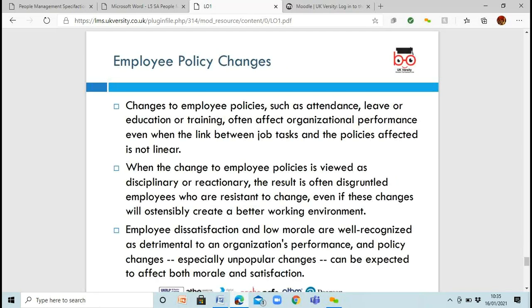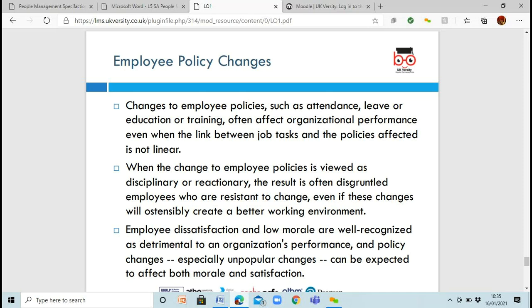Now, you've got employee policy changes as well. So this is where changes to employee policies like attendance, leave, education, training, their organizational performances, these can be affected. So when there is a change to employee policies, it's viewed as disciplinary or reactionary. So the result is often disgruntled employees who are resistant to change. So even if these changes will create a better working environment, sometimes employees are not happy with why a particular change has been brought about.